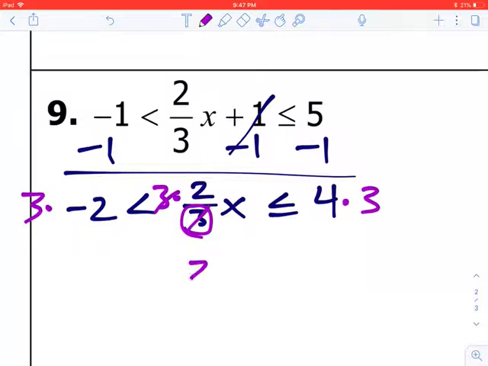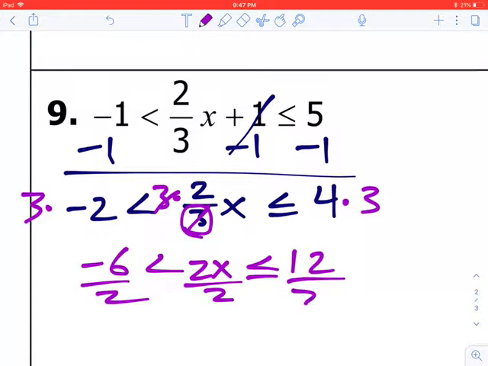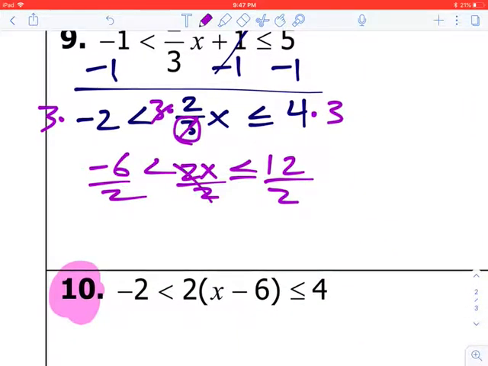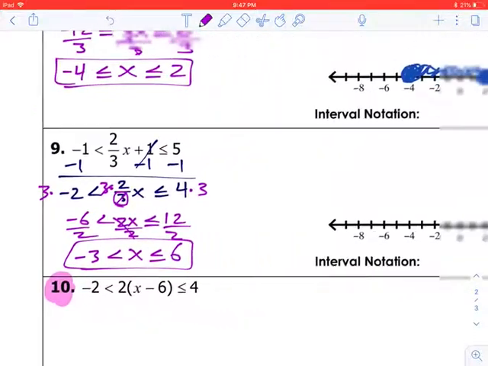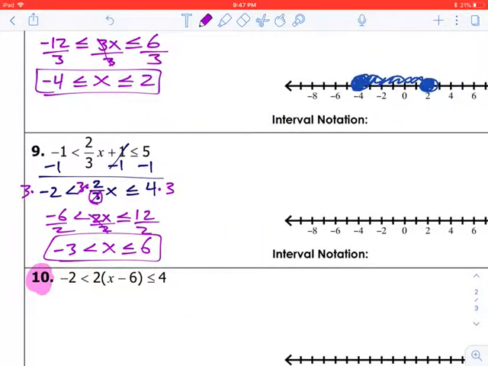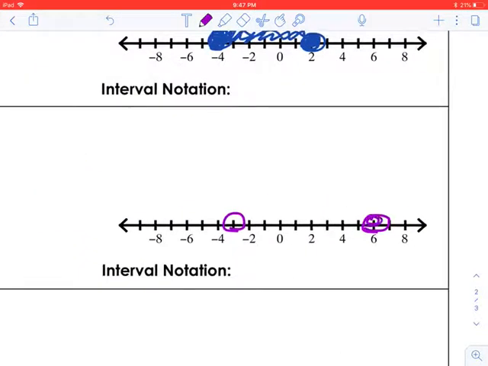So in the middle, I'm going to have 2x left over. And then I have 12 and -6. Now I divide everything by 2, and I get x in the middle, -3 less than or equal to x, less than or equal to 6. Now I've got my inequality. So -3 is right here, 6 is right here. Now, 6 is going to be closed, -3 is not. And then I just, again, shade between them.